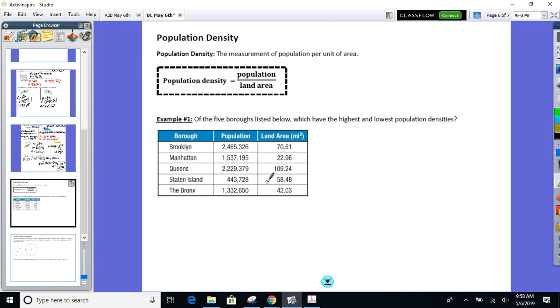How do I actually calculate that number? I take the population and divide it by the land area. So I'm going to take the population of each borough, divide it by its land area, and I'm going to compare the 5 at the end to find the highest and the lowest. So go right ahead. I'll give you a minute to do that. Again, population density, population divided by the land area.